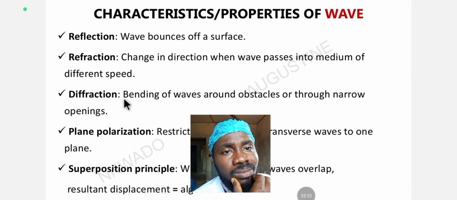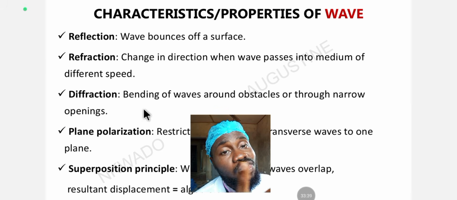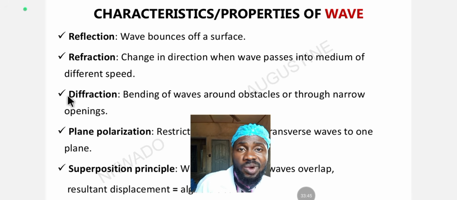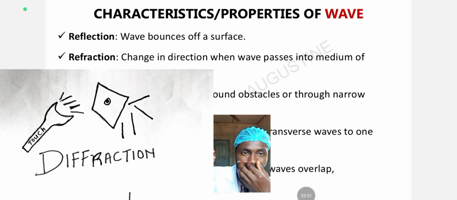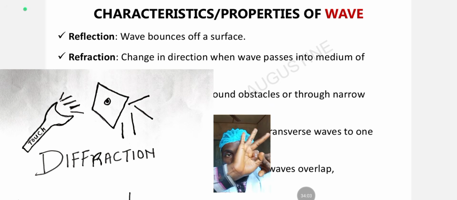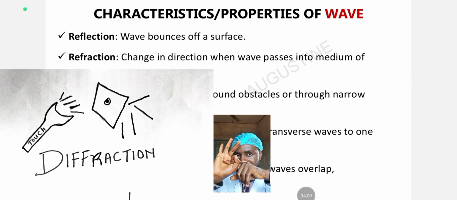So you can define diffraction as the bending of waves around obstacles or through a narrow opening. Diffraction is also when you pass a wave through an opening, and it spreads. That's diffraction, when a wave is passed through a small opening. For example, I point light through this small hole here. Look at it, through this small hole.